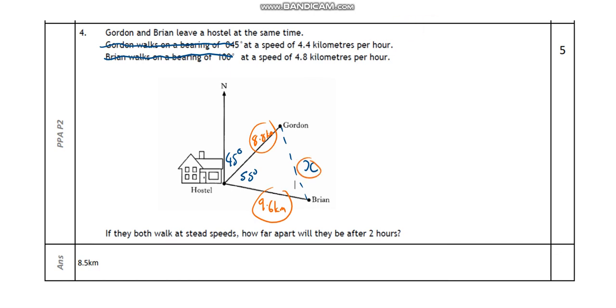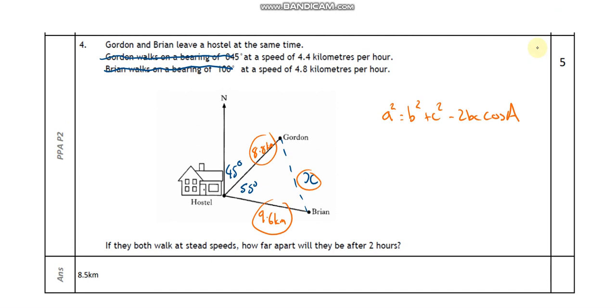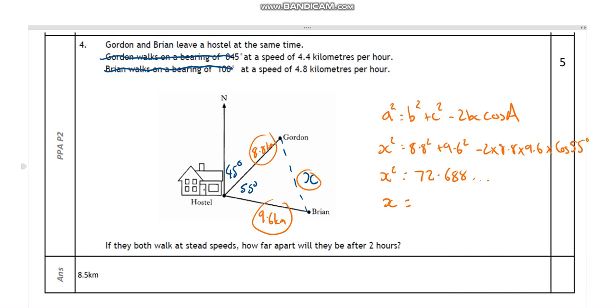So I'll get the cosine rule up. Yeah, just conscious of time, so I'm trying to save a bit of time there. So then x squared is going to be equal to 8.8 squared plus 9.6 squared. Doesn't matter what they are. Take away 2 times 8.8 times 9.6 times cos of 55 degrees. So that's going to give you x squared is equal to 72.688. And just to get x on its own, I'll take the square root to give me 8.5 kilometers.